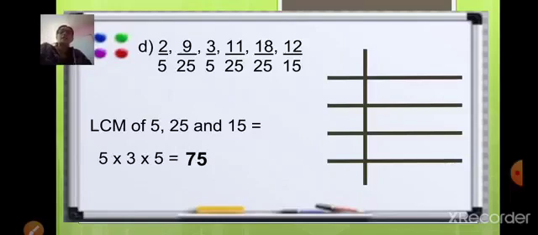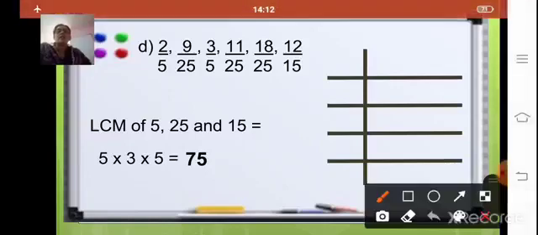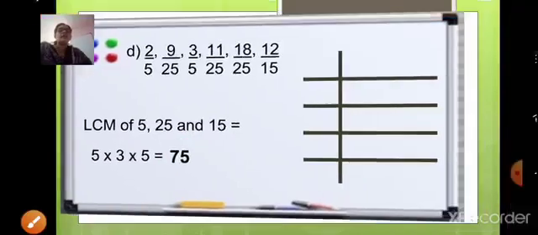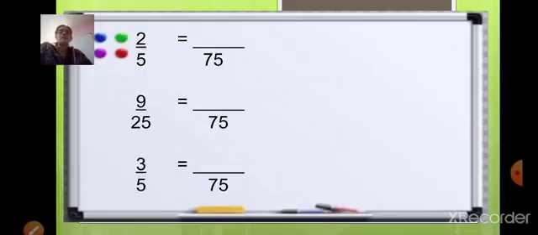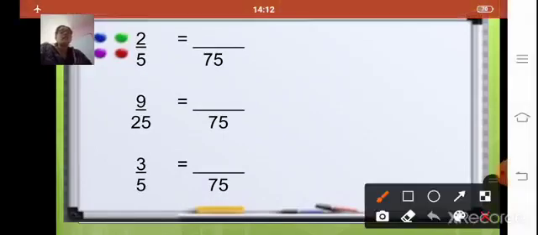Now what is the second step you have to do? Your second step is, you will make all the fractions like fractions. That is, your denominator will be your LCM, that is 75. So let us start with the first fraction, 2 upon 5, 9 upon 25, and 3 upon 5. Now here, 5 multiplied by which number will give you 75? That is 15. Same way 2 also you will multiply by 15. So your answer will be 30 upon 75.